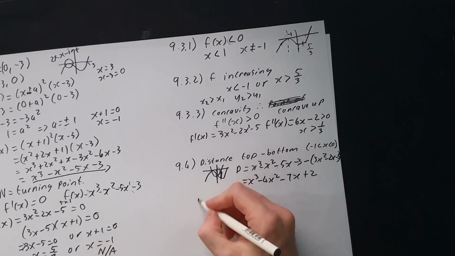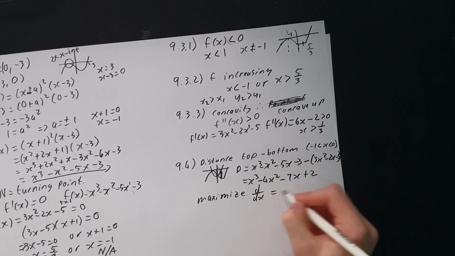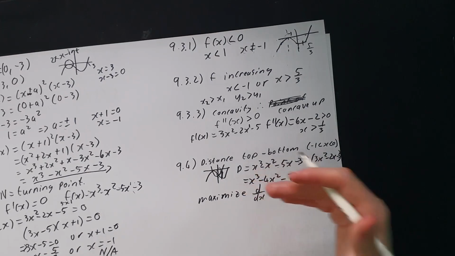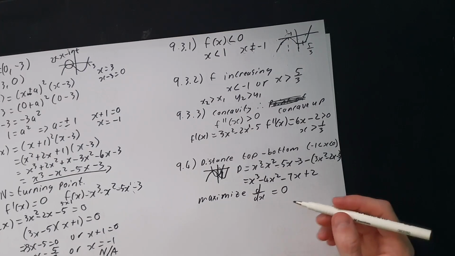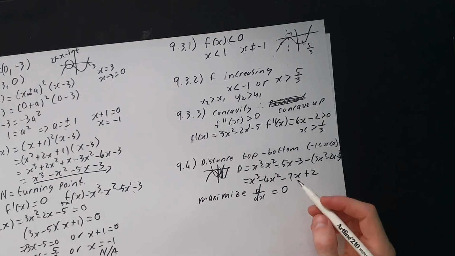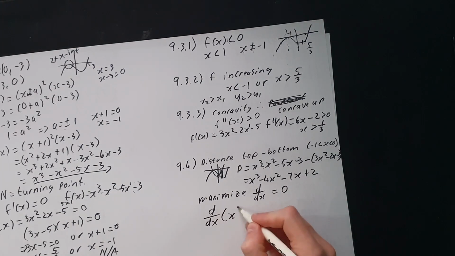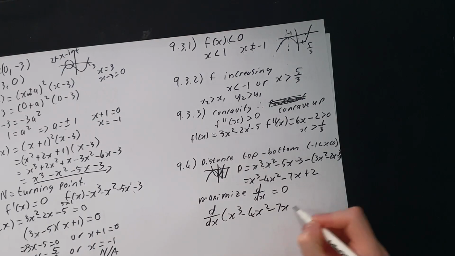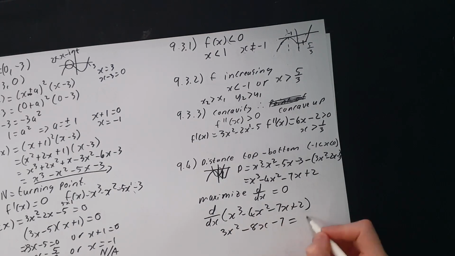we take the derivative equal to 0. So when we want to maximize something, we take the derivative equal to 0. Once we have the derivative equal to 0, we find all the values for the function, and then we check those and see which is the highest one. So let's have a look here. The distance, well, we take the derivative of what we have there, so d/dx of x cubed minus 4x squared minus 7x plus 2. So that's going to equal 3x squared minus 8x minus 7. Now we set that equal to 0.